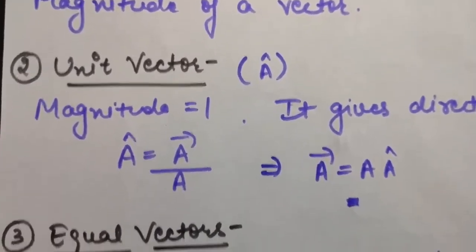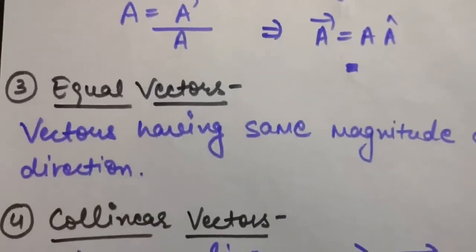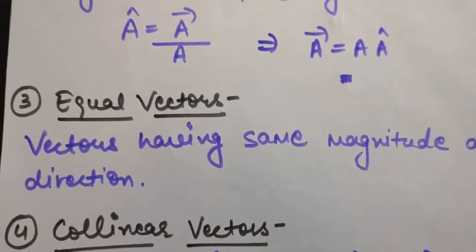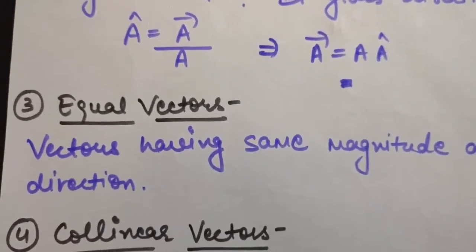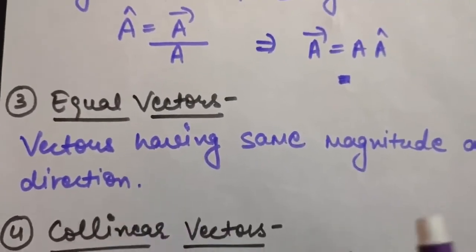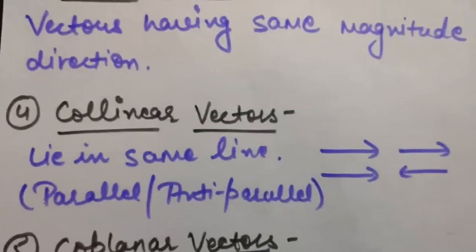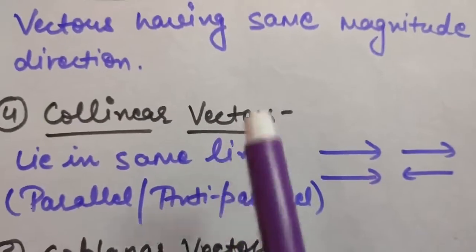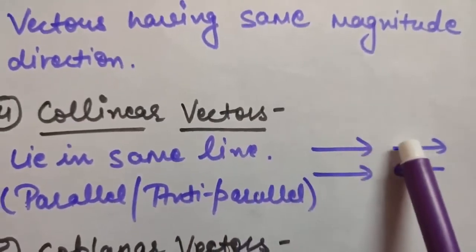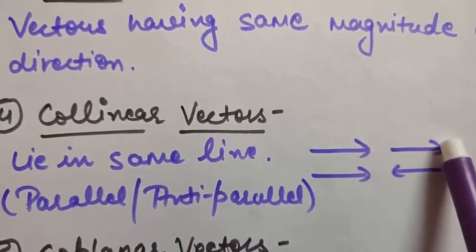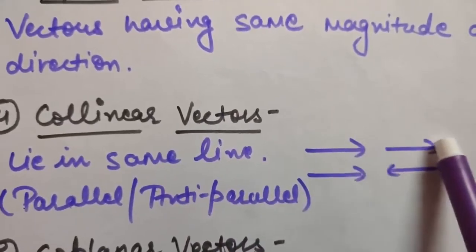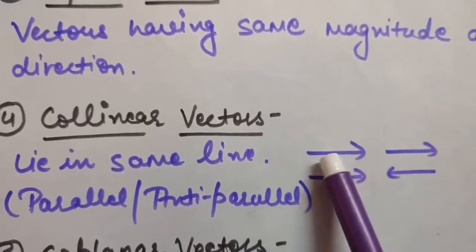The next is equal vectors. The vectors which have the same magnitude and the same direction are called equal vectors. Next is collinear vectors. The vectors which lie in the same line are called collinear vectors. For example, look at these two vectors, vector A and vector B. These are lying in the same line and they are parallel to each other, so they are collinear.